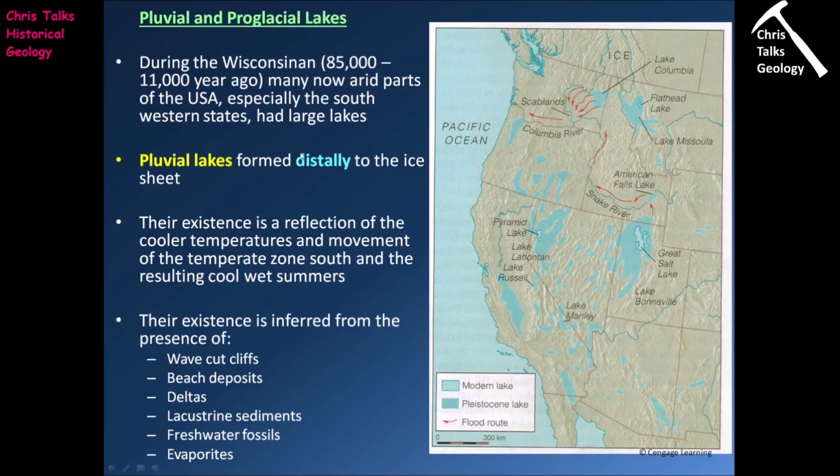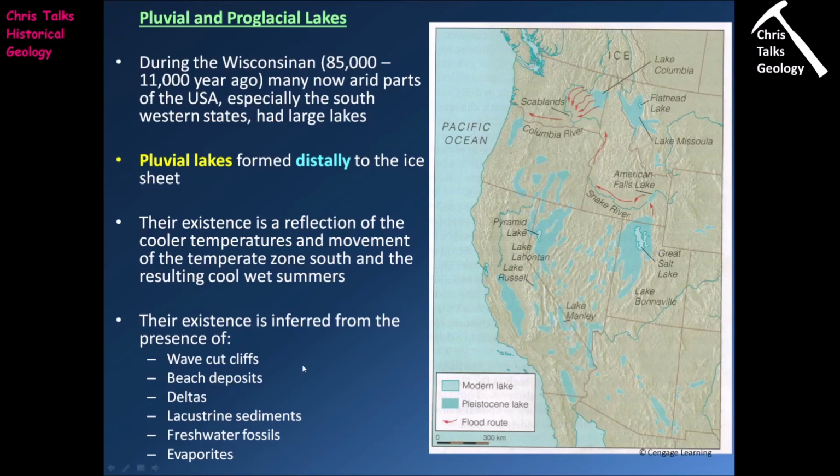Now, the wetter conditions and the melting of the glacial ice will lead to the formation of pluvial lakes. And these lakes are distal to the ice sheet, so they form far away from the ice sheet. Now, the existence of these pluvial lakes is a reflection of the cooler temperatures and the movement of the temperate zone to the south, and this results in cooler, wetter summers.